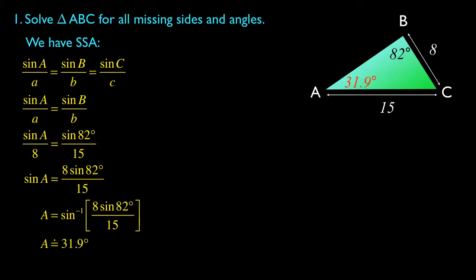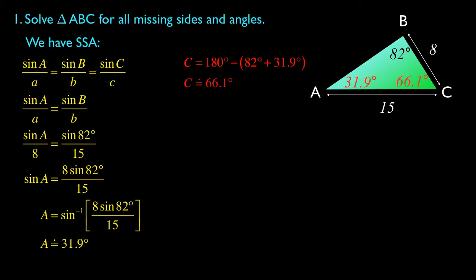Now that I know angle A, it's very, very quick to get angle C. I just use the angle sum triangle theorem, so I take my 180 degrees for my entire triangle, and I subtract off the two angles of 82 degrees and 31.9 degrees. That leaves me with angle C equaling 66.1 degrees.